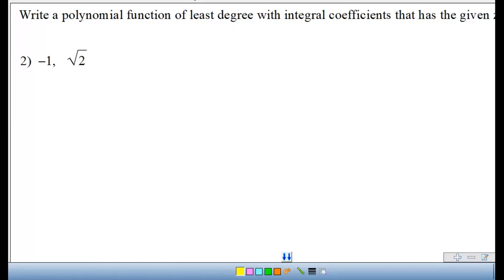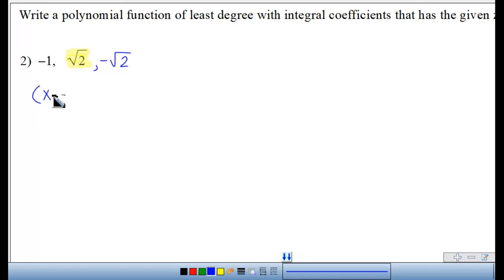In number 2, we're given 2 roots, but I want you to realize that anytime you see a radical, radicals travel in pairs. So if you have a positive square root of 2, you're also going to have a negative square root of 2. So you have to finish out the solutions. That means we have 3 roots, and so we're going to have 3 factors.